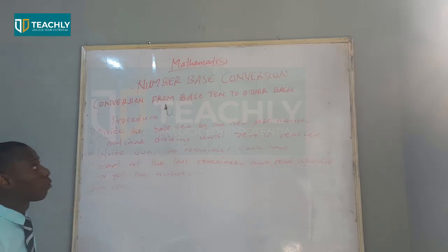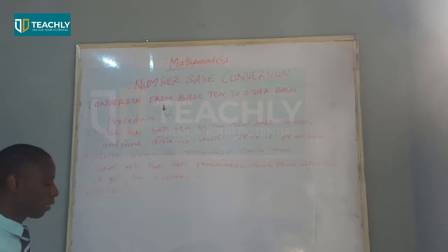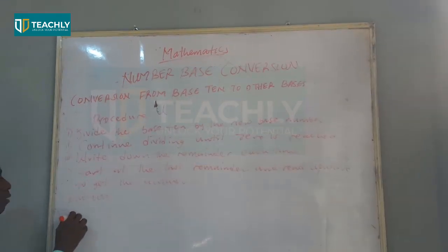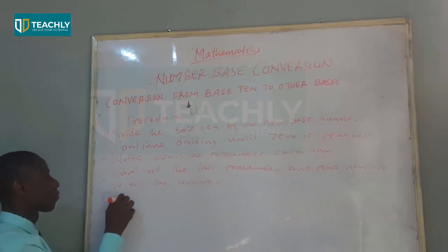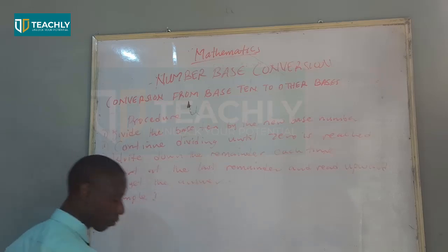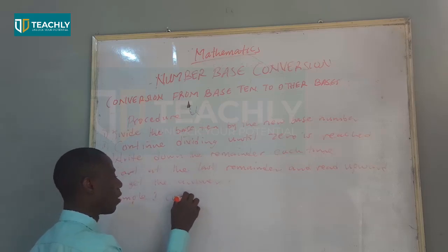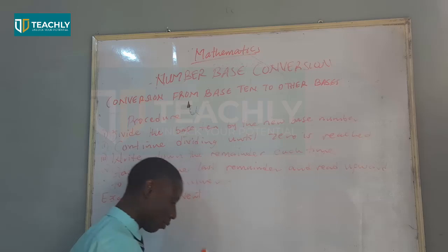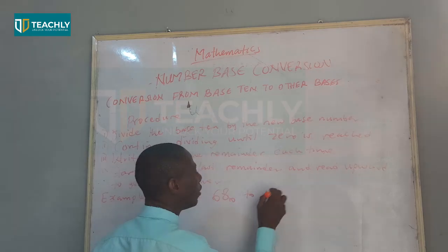So if you look at this on the board, these are the steps we have to follow when we want to convert from base 10 to other bases. So let's look at example 1. Example 1 says convert 68 base 10 to base 4.